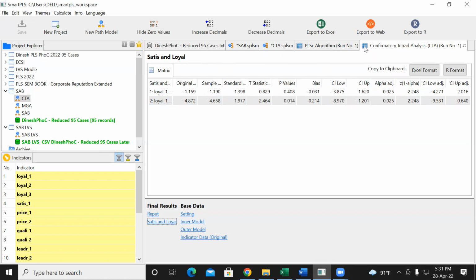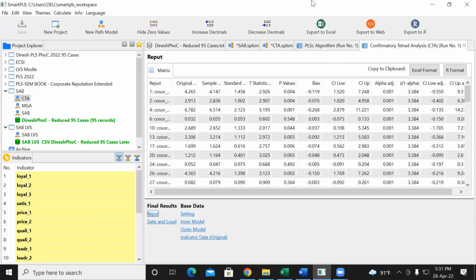Therefore, that is simply about this confirmatory tetrad analysis to identify whether formative or reflective.